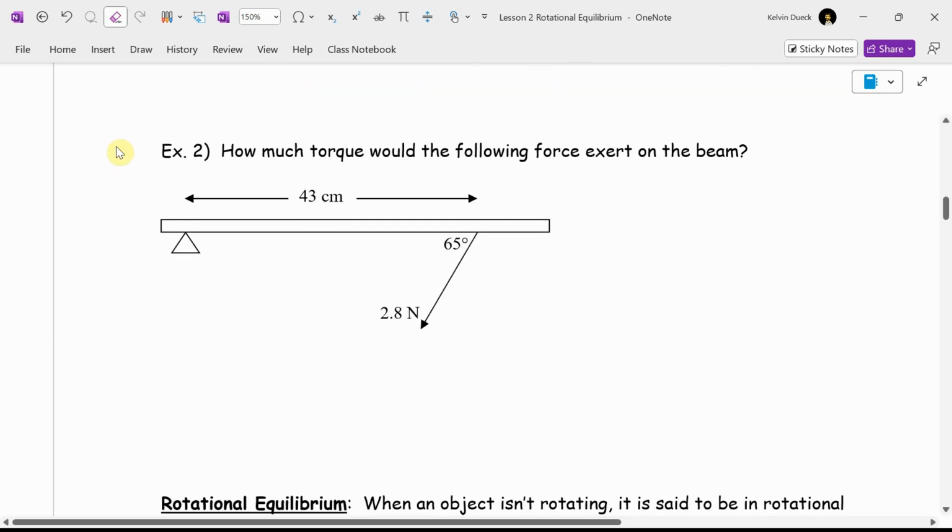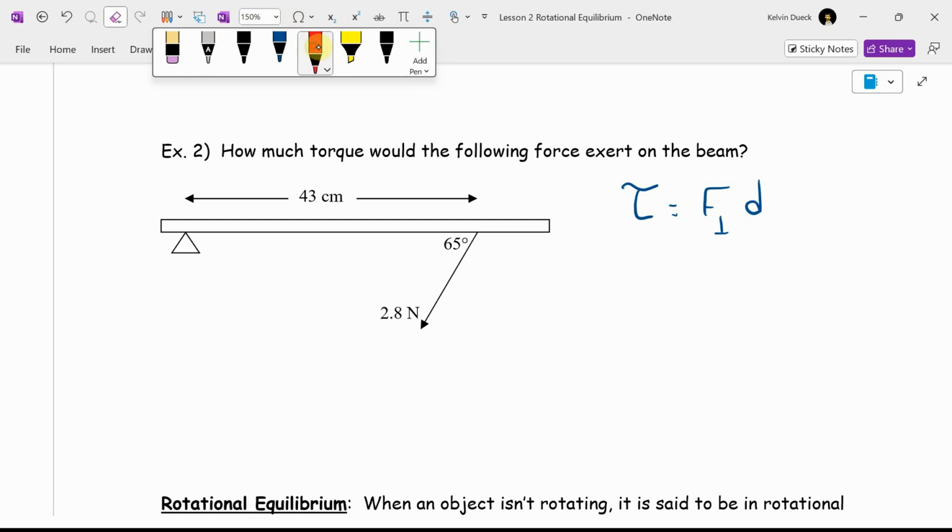Example 2. How much torque would the following force exert on the beam? Oh, Alfie, what do I see in this question? It starts with letter A. Did you say angle? Yeah. Okay. So they want us to find torque. Torque is going to be the perpendicular force times distance. I'm going to have to break this up into components. And in fact, in Thursday's lesson, we'll do a whole bunch of torques at angles, and we'll jump in pretty quick.